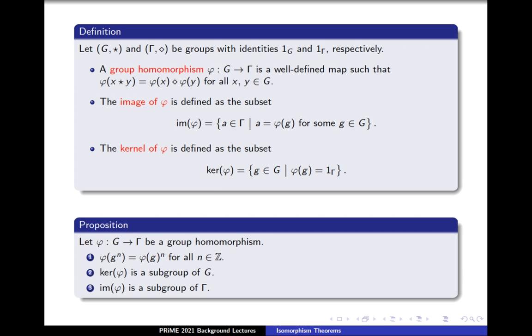Then we have the following proposition. Let phi from G to gamma be a group homomorphism. First, phi of g to the n is equal to phi of g to the nth power for all n in the integers Z. Second, the kernel of phi is a subgroup of G. Last, the image of phi is a subgroup of gamma.